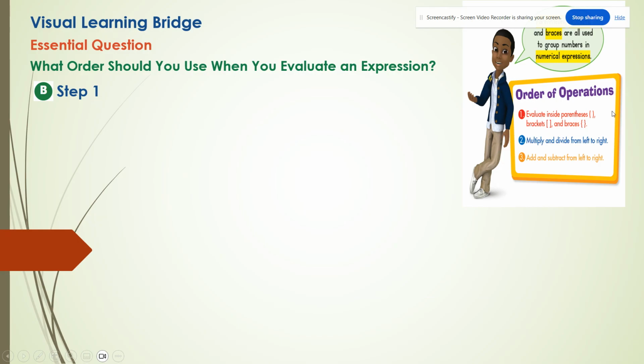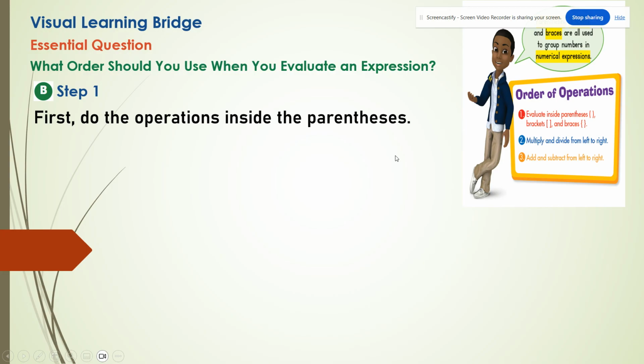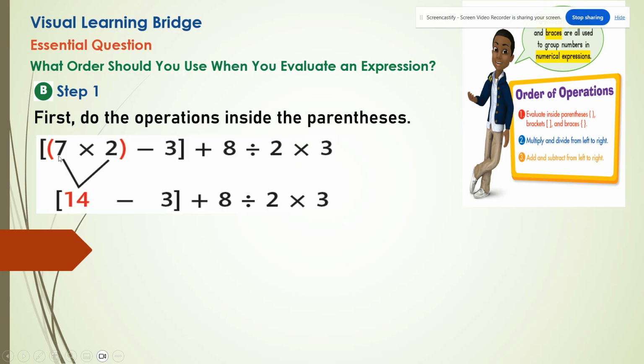First, step 1, Jack evaluated what was inside of the parentheses. So first do the operations inside the parentheses. Inside of the parentheses, which also happen to be inside of brackets, we're going to do what's in the parentheses first. So that's 7 times 2, and that gives us 14. We're going to rewrite the expression with 14, keeping everything else the same because we still have to figure out what to do next.